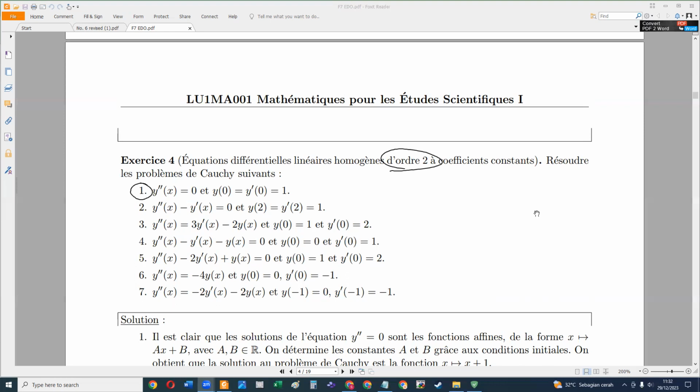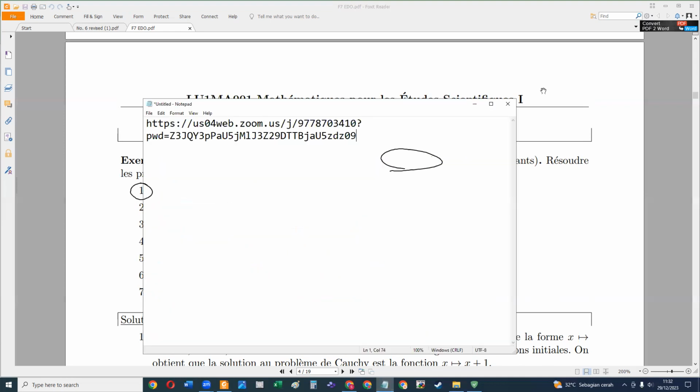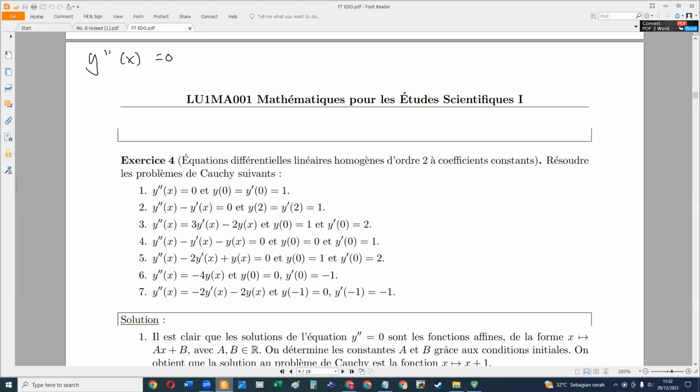Okay, now we're going to go with the first question. y double dash of x equals 0. y double dash of x is going to be 0. And we also have two other pieces of information: the zeroth derivative at 0 is 1, and the first derivative at 0 is 1.